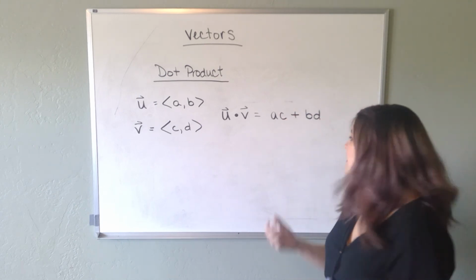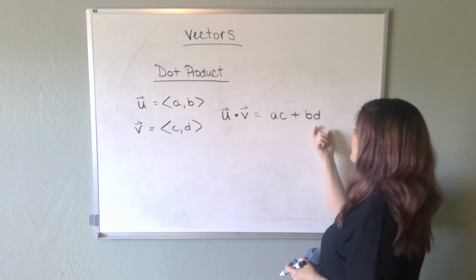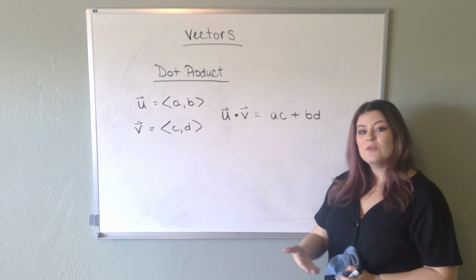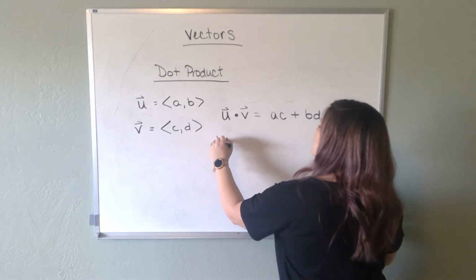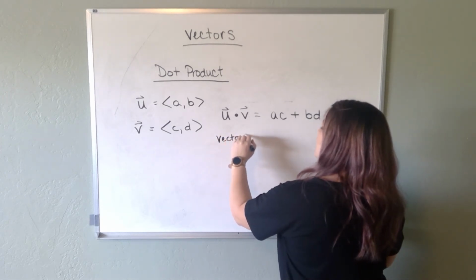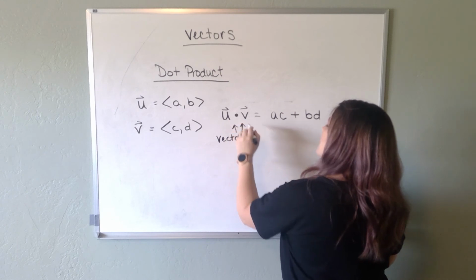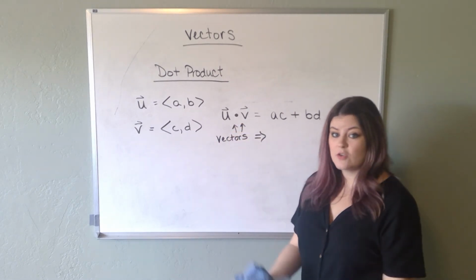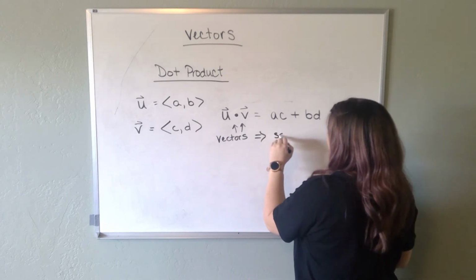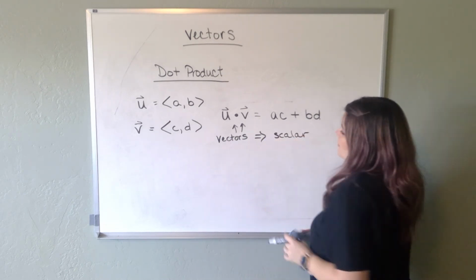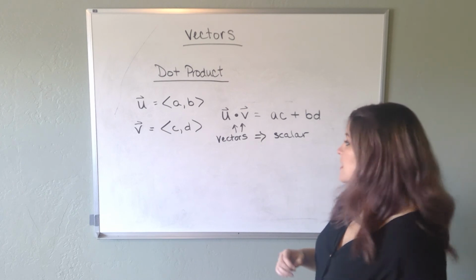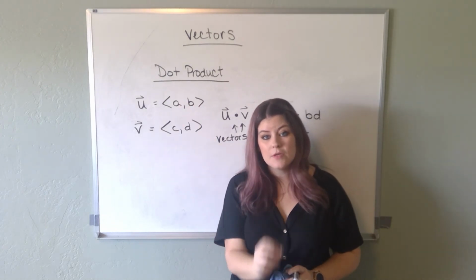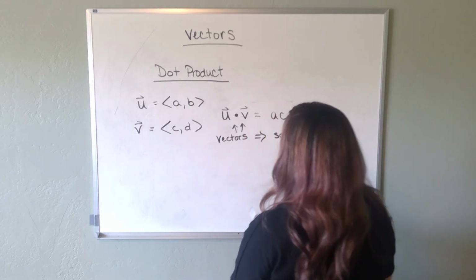So what does that mean? It means you have a number here and a number here. You add them together and you get a single number. So what's cool about the dot product is you start with two vectors, but what you end up with is a scalar, or just a normal number. So when you're doing a dot product, make sure you're not ending up with separate components. You should just get a single numbered answer. So let's look at an example.